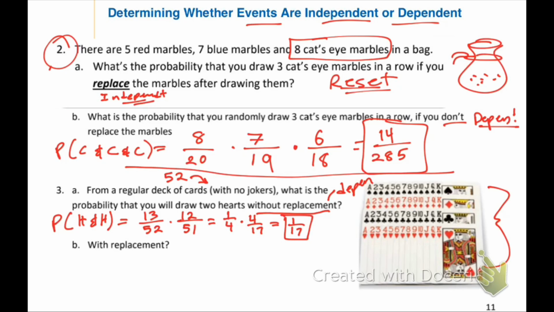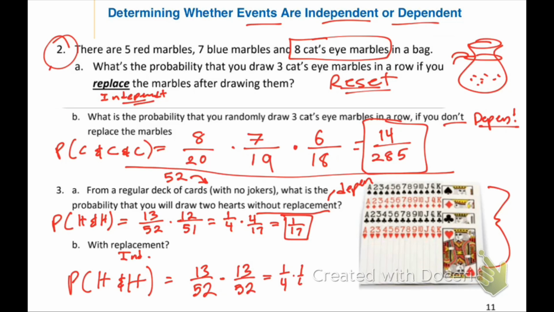Now what if we do replace it? This will make it independent. The probability you get a heart and a heart is going to be equal to 13 out of 52. Assuming you pull the heart, you put it right back into the deck, you reset everything, and multiply it by 13 over 52, and that will give you 1/4 times 1/4, which is 1 over 16. So that is how you calculate independent events.